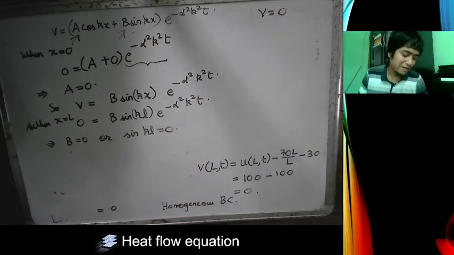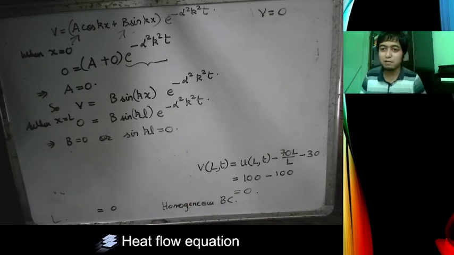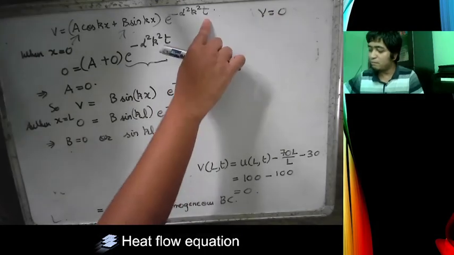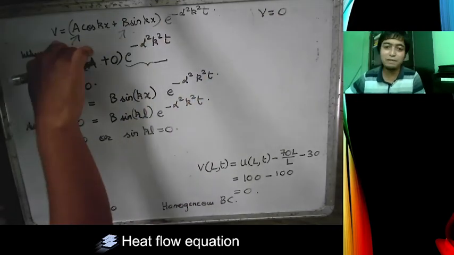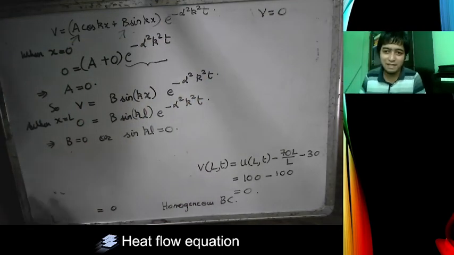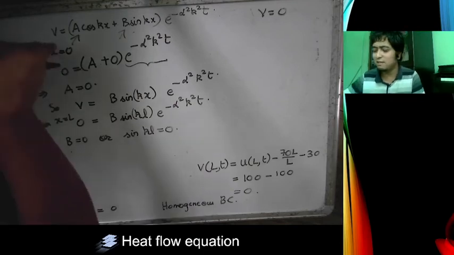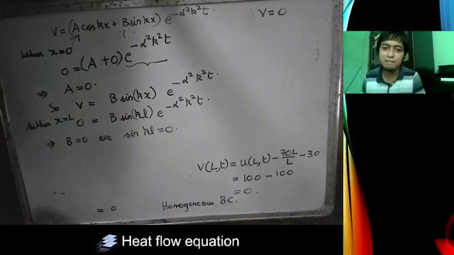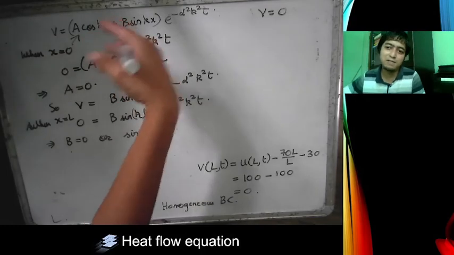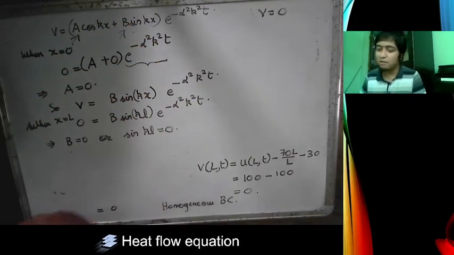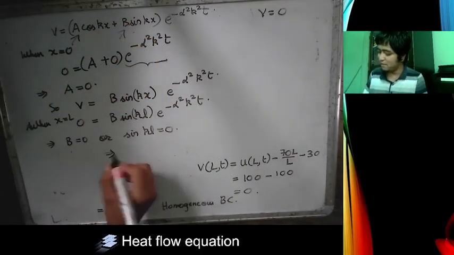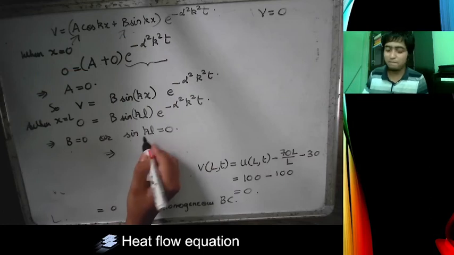Now just think for a moment, is that even possible? Does that really happen? For any time t, we are saying that V will always be equal to 0. It cannot happen, right? It's of course a 0 solution. But let us find out some other solutions. So what we are interested in is sin KL equal to 0.